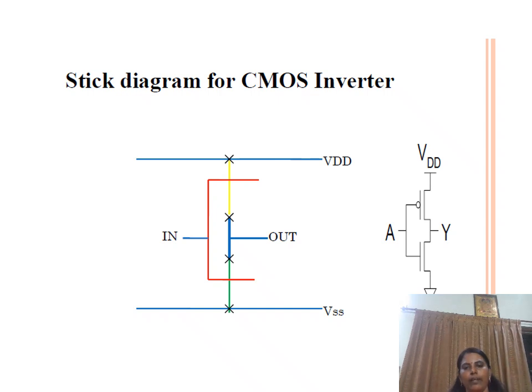So here we can take the output. Then the very important thing, we have to label it. So the top line is the supply rail. This is labeled as VDD. The bottom line is the ground line. This is labeled as VSS.